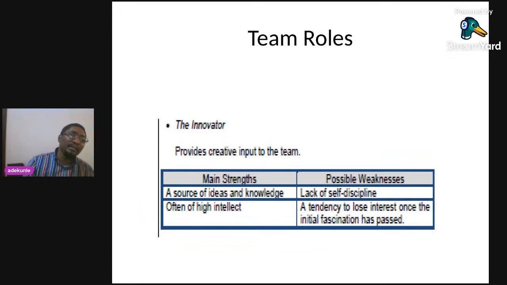So we have the innovator in the team. Now, the innovator provides creative input to the team, which has the strength that they are a good source of ideas.